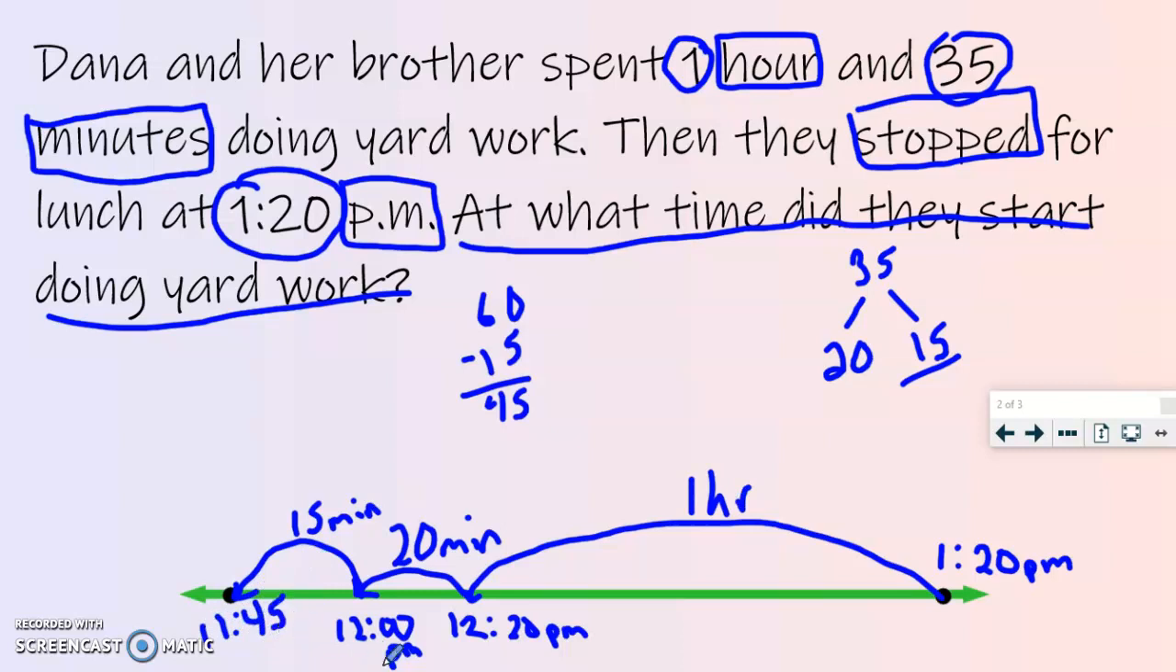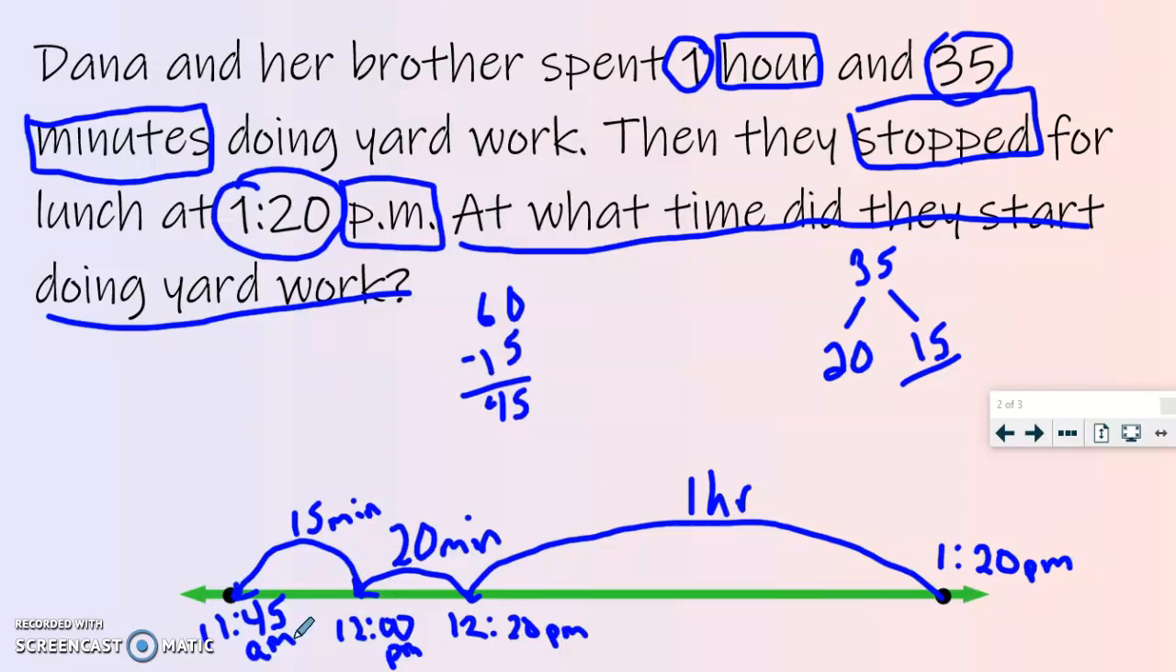Now, the big question is, is it AM or PM? Okay, if this was noon, and if I kept going backwards, now this would be AM. Yes, because anything from midnight until noon is AM, and anything from noon to midnight is PM. So AM in the morning, PM in the afternoon.